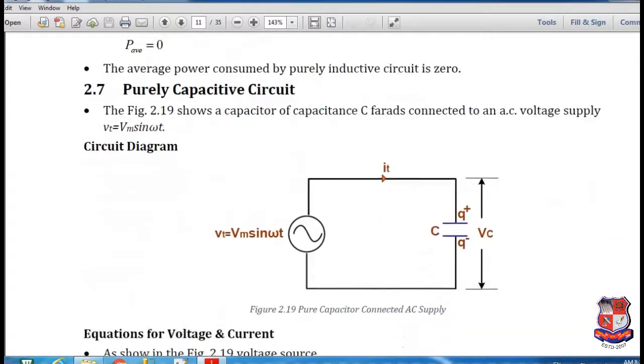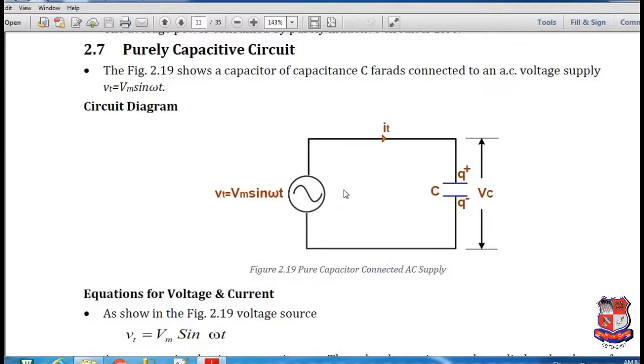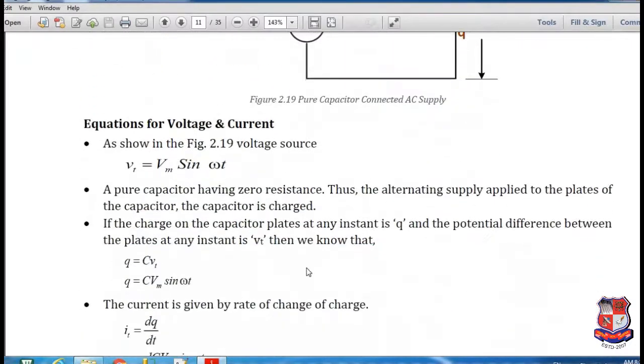Now we are going for the purely capacitive circuit. In that case, one capacitance is connected to the single phase AC supply. Whenever current flows through the circuit, the capacitance is in the charging condition. Firstly, the general equation is v(t) = Vm sin omega t, that is for the voltage source.